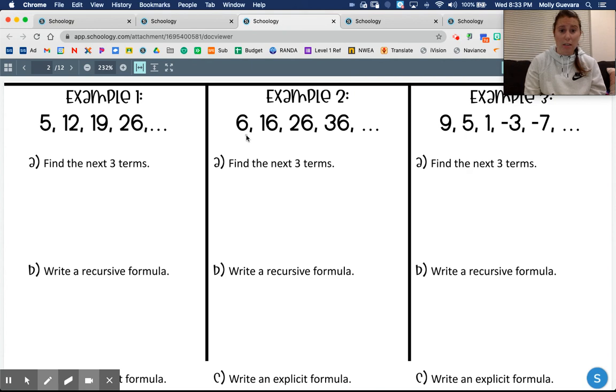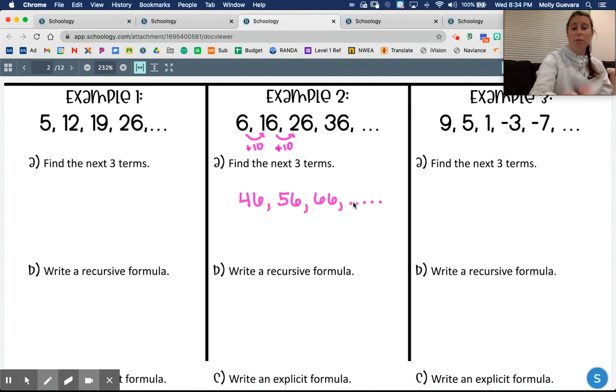So let's look here. To go from 6 to 16, you add 10, right? 16 to 26, add 10. So that's going to be my common difference, is adding 10 every time. So find the next 3 terms. 36 plus 10 is 46, plus 10 is 56, plus 10 is 66, and then this just continues on.